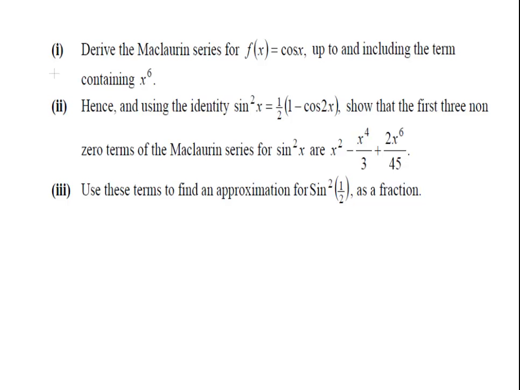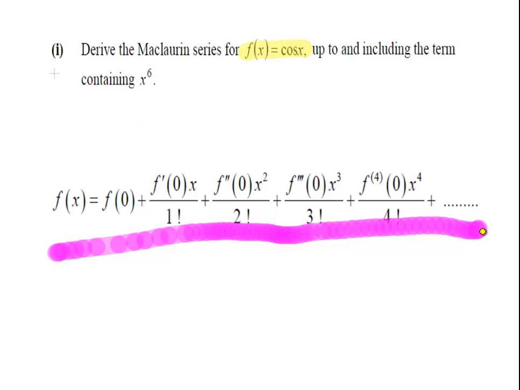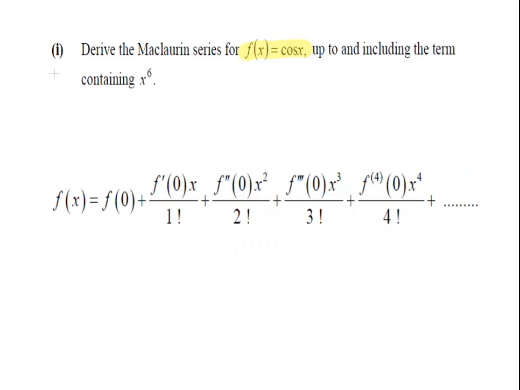Alright, so what we have to do first off, this is just a bit of tongue twisting there. It said to derive the Maclaurin series for f of x equals cos x. So this here is the formula for the Maclaurin series. What we have to do is evaluate it at f of 0.